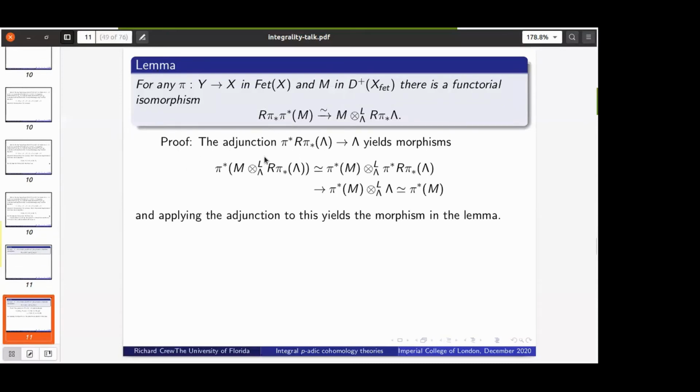First of all, we start with the adjunction pi upper star of R pi lower star lambda to lambda. We get morphisms of the pullback of M tensor upper L over lambda of R pi lower star of lambda, where lambda is the sheaf on Y, with the tensor upper L of the two pullbacks. But then the adjunction maps the second factor, pi upper star of R pi lower star of lambda, to lambda itself. So the target just melts down into pi upper star of M. This is the morphism that is in the lemma.